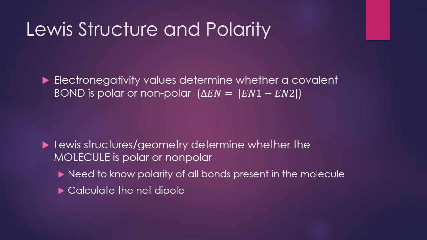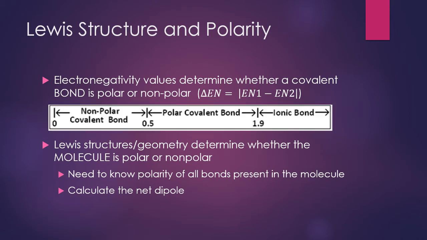So far we've figured out how to use electronegativity values to determine whether a covalent bond is polar or nonpolar. But what we were looking at is just the bond itself, not the molecule as a whole. So we figured out that one specific bond based off the electronegativity values. So we subtracted them and then used this chart here to figure out which range it fit in, nonpolar or polar.